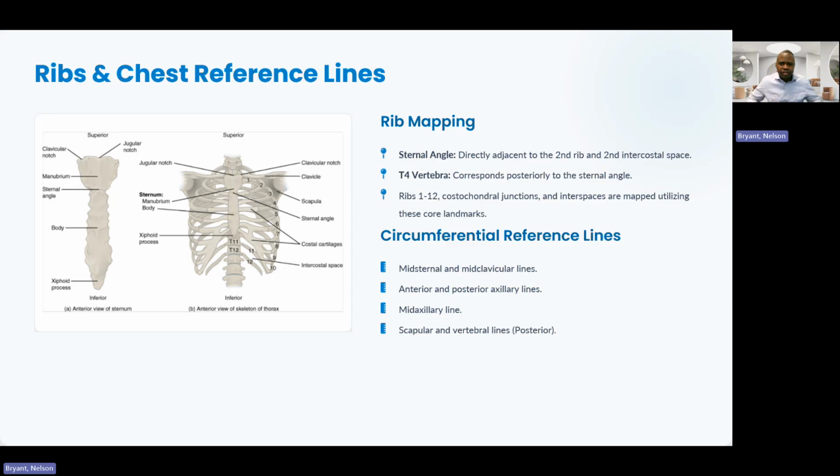And furthermore, you can utilize imaginary vertical lines, as you see on the image on the slide. Some of those lines you can use are the midclavicular, midaxillary, and scapular lines, which allow for precise and standardized documentation of your physical assessment findings.